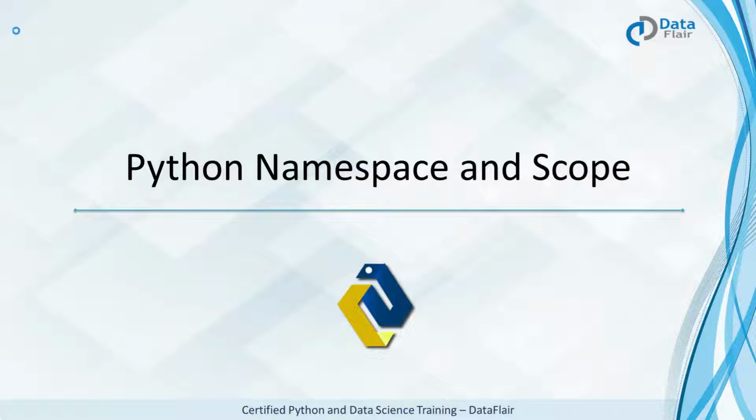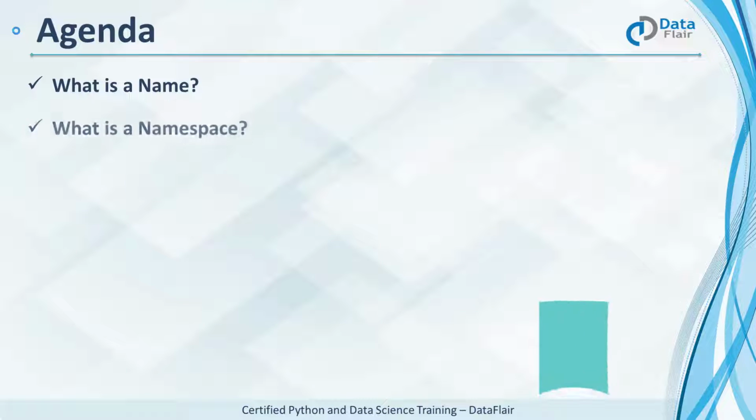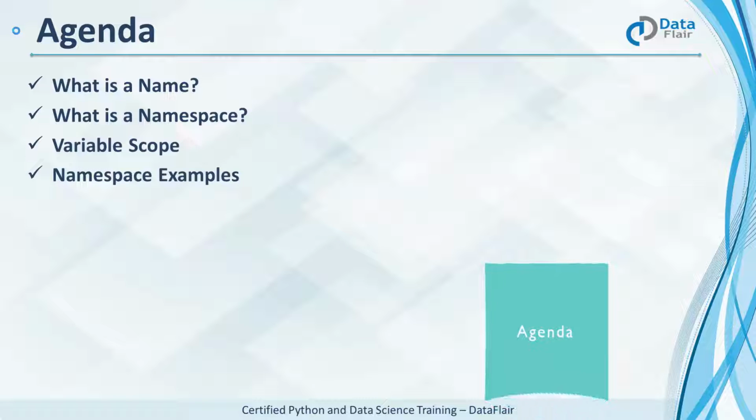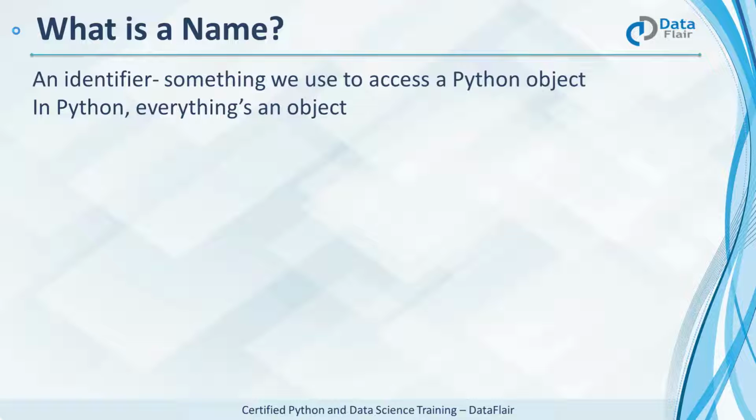Python namespace and scope. In this lecture, we'll talk about names, namespaces, variable scope, and take some examples. A name in Python is an identifier, a label by which to call an object.